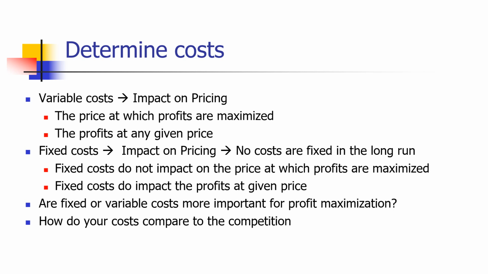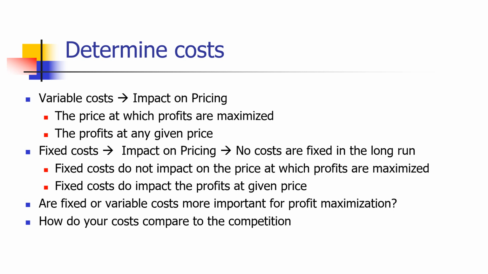So variable costs affect the price at which profits are maximized. As variable costs go up or down, the price at which profits are maximized goes up and down. But fixed costs don't impact profits that way. Fixed costs only impact the profits at any given price. And of course, remember that in the long run, no costs are fixed. We can always eliminate all fixed costs and turn them into variable costs in the long run.